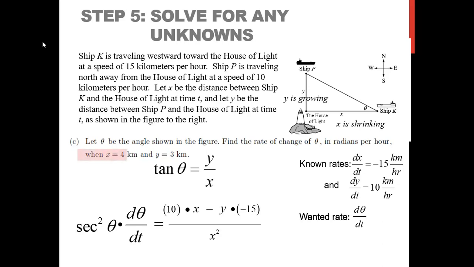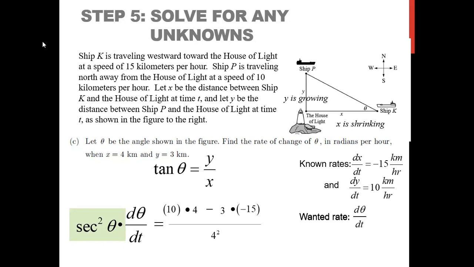Further, I know that x is 4 at a particular moment in time, and now after the differentiation step, it's perfectly fine for me to put in this snapshot quantity because I'm studying an instantaneous rate of change at this particular time when x is equal to 4, so replace the x with a 4, and when y is equal to 3, so replace the y with a 3.